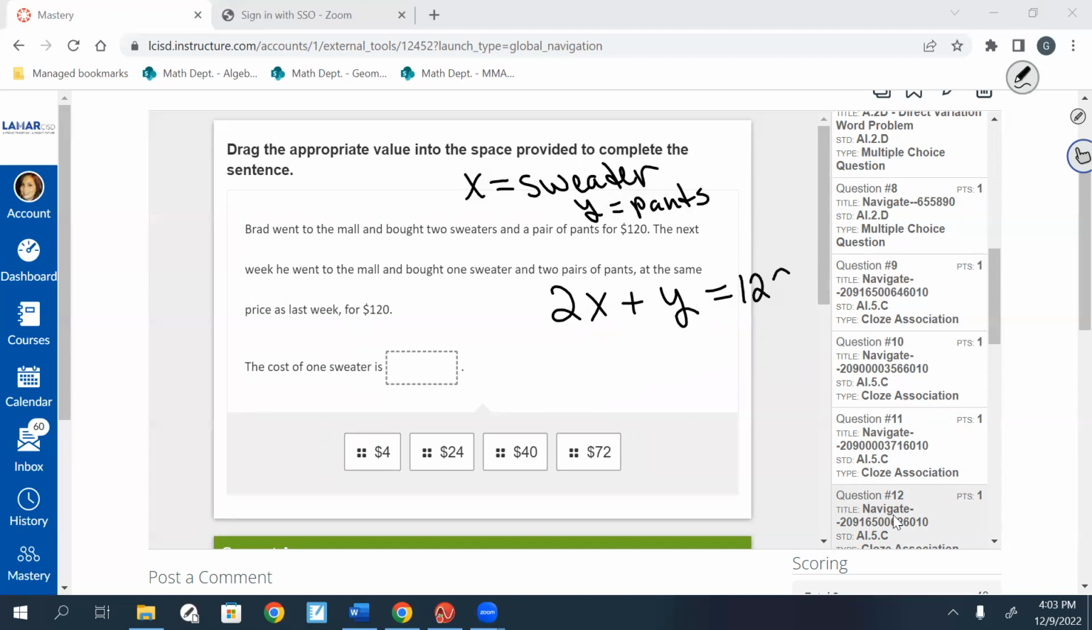equals 120. Now it says the next week he went to the mall and bought 1 sweater, so 1X, and now 2 pairs of pants, so 2Y, at the same prices as last week for $120. So now you've got your 2 equations. Go on ahead, put them in the solver. And then it says the cost of 1 sweater. So sweater, we need the X.